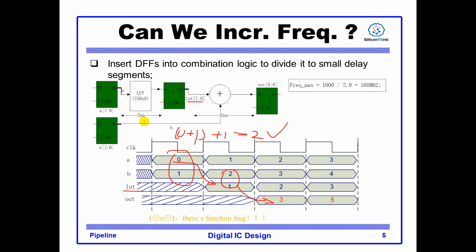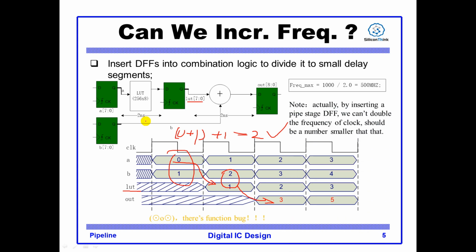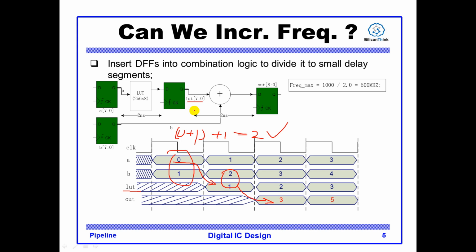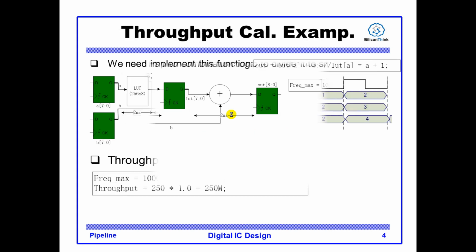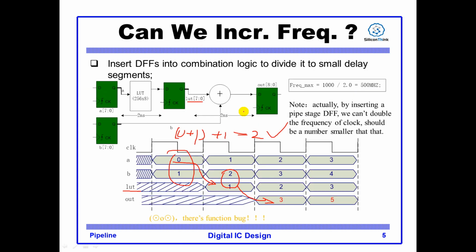And how to fix the bug? Okay, you can pause the video and I will go on. Please note that actually by inserting one pipe stage DFF, we can't double the frequency. It should be a number smaller than the doubled value. You can get the reason from the STA course.